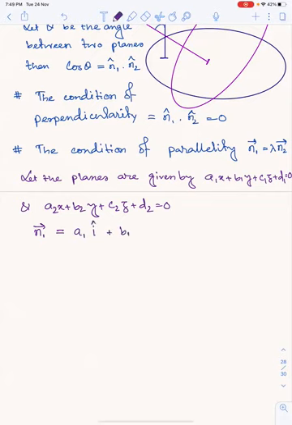as a1 i cap plus b1 j cap plus c1 k cap, and n2 vector has to be, in that comparison, a2 i cap plus b2 j cap plus c2 k cap. As already in the first session with planes, we have discussed the fact that the coefficients of x, y, and z in that order respectively give you the outward normal direction ratio.